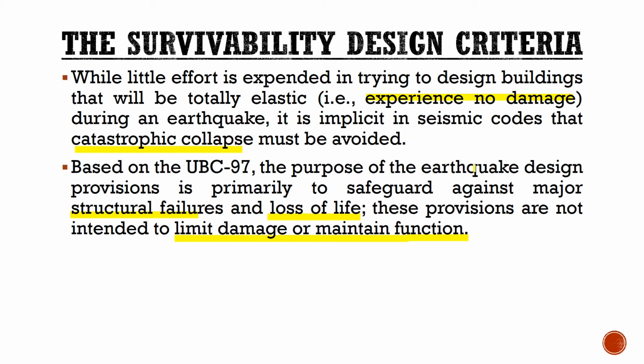There is a difference, because the code, this UBC 97, does not promise that there will be no damage after the earthquake. Okay, all it wants to happen is to avoid catastrophic collapse of the building, and if catastrophic collapse is avoided, then for sure there will be no loss of life. Right, loss of life and also loss of your property.